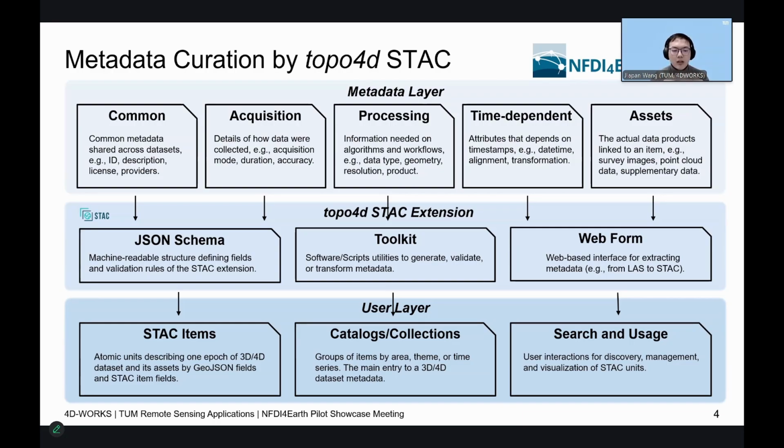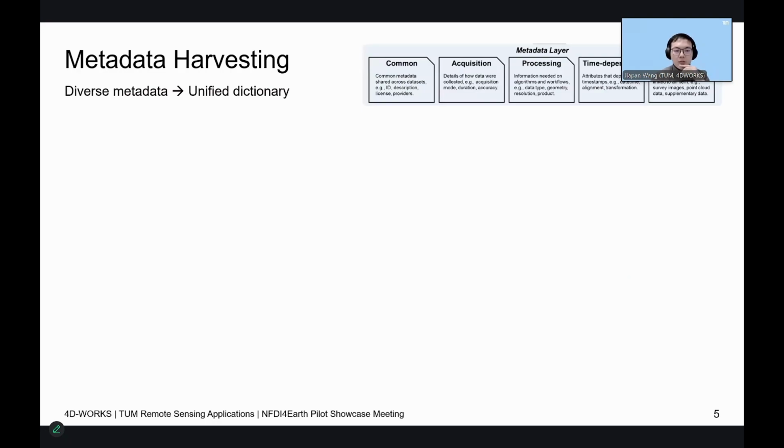Then the core contribution is this Top4D extension. We provide the JSON schema and the toolkits to help users build and validate the metadata from the raw data. Finally, when users can build such a metadata structure, they can output the STAC items and catalogs, allowing for efficient search and usage. I will go through these three layers to give you a more detailed description.